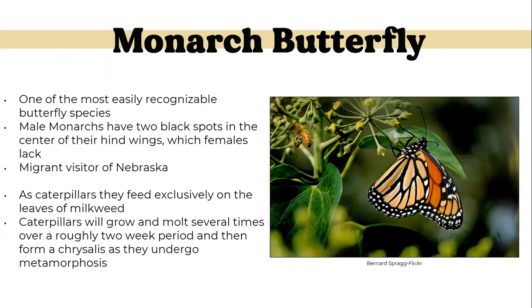Caterpillars will grow and molt several times over that two-week period or so that they are a caterpillar, and then they will form a chrysalis if they are a monarch, if they are a butterfly, and a moth will form a cocoon. Over time, when they are in that cocoon or chrysalis, they will undergo something called metamorphosis, which is just a fancy word for change, into that adult butterfly.